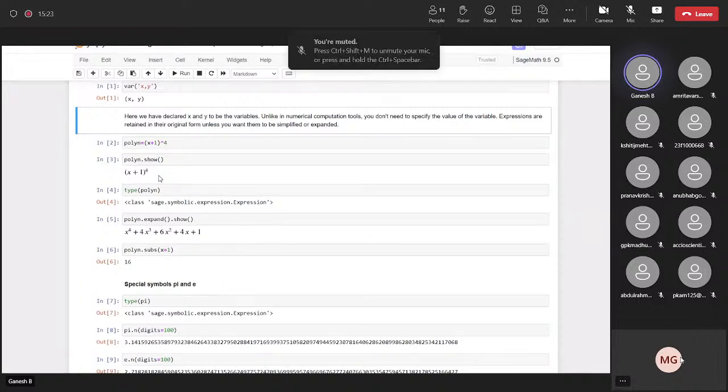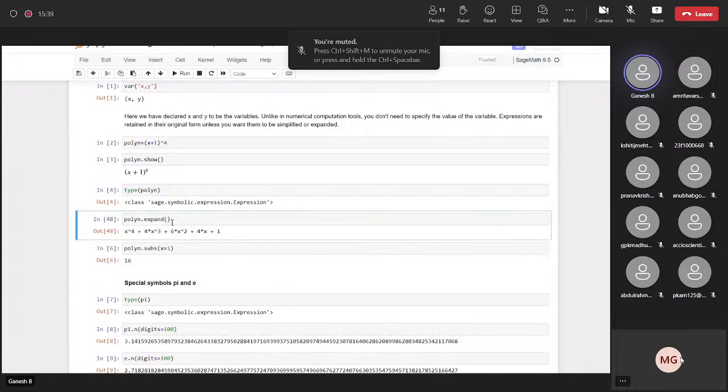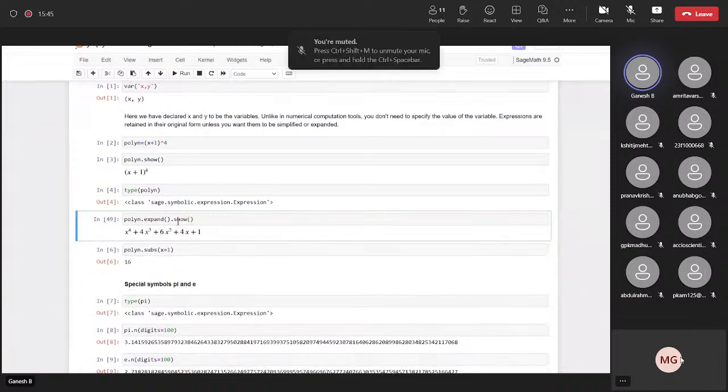So if I want to expand this polynomial, I'll just put polyn dot expand of. What the expand function does is it just expands the polynomial and shows it to you. And this dot show just LaTeXs the output. When I remove this dot show, see what happens. It outputs it in this form, which is not very readable. If you just add dot show, it just LaTeXs the output. So it's very neat and very easy to read.